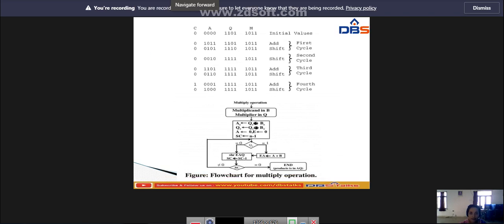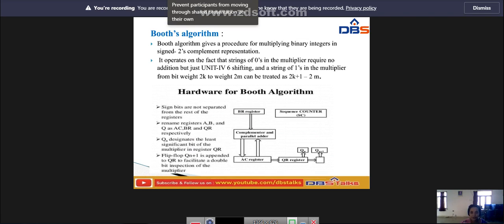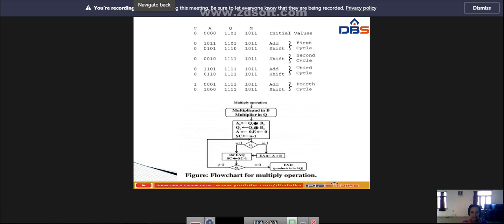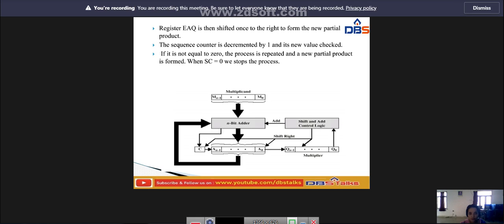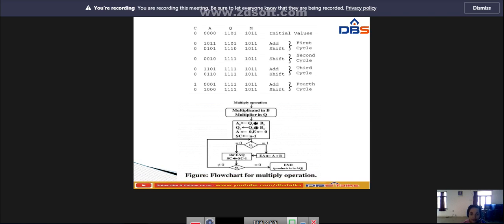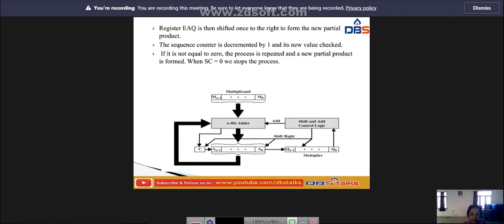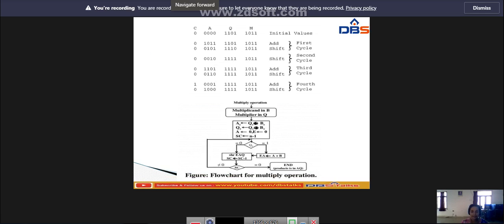In the A register I am providing four zeros, 0 0 0 0. After that, in Q, as in this diagram, I am providing the value 1 1 0 1. M is the multiplicand and Q is the multiplier. In M, the multiplicand, I am providing 1 0 1 1. So these are the initial values.